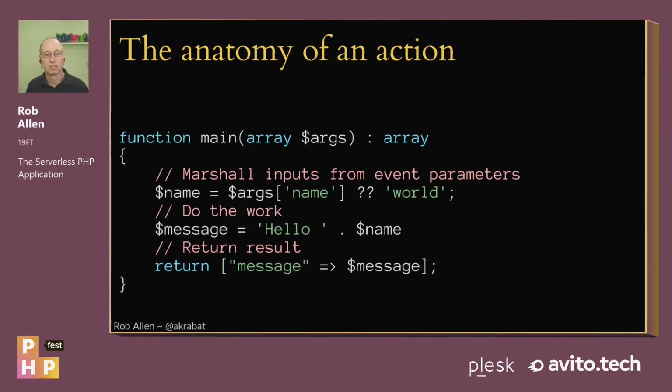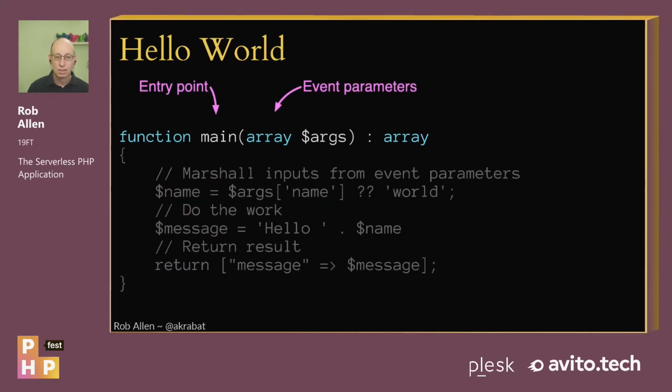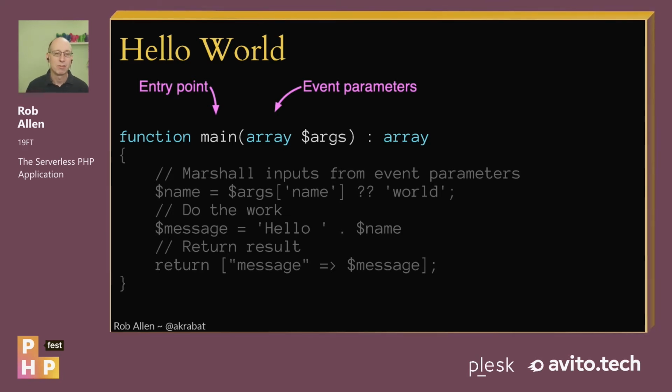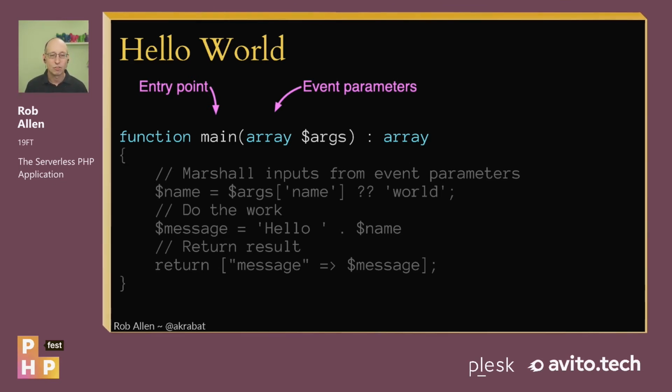This is what an action looks like. This is our PHP source code. We have an entry point. Our entry point is called main because in time immemorial, main has been the entry point to your application, all the way back to C. Our function takes a list of parameters. We call them the event parameters. That is all the information needed to execute this particular request.